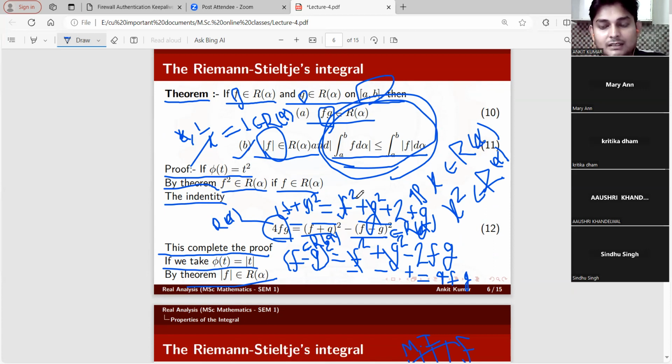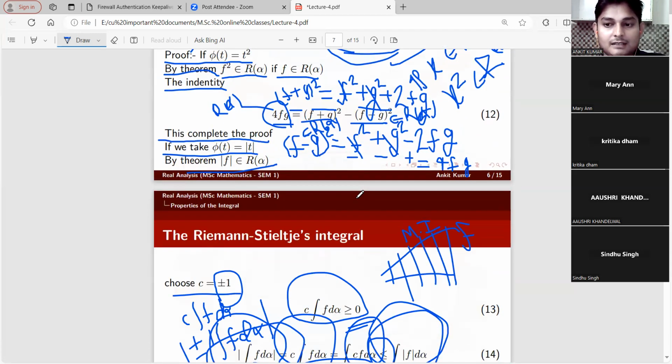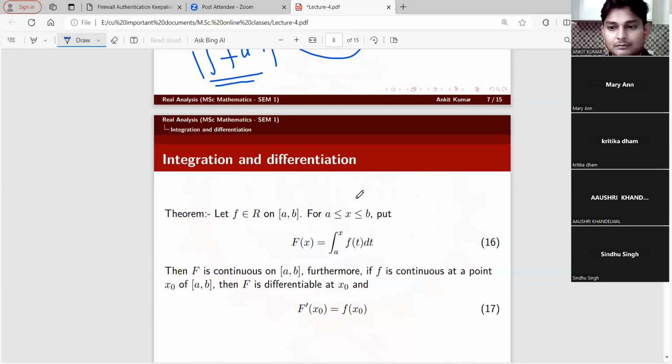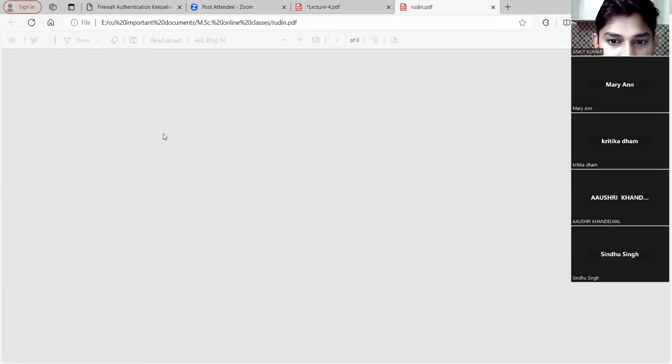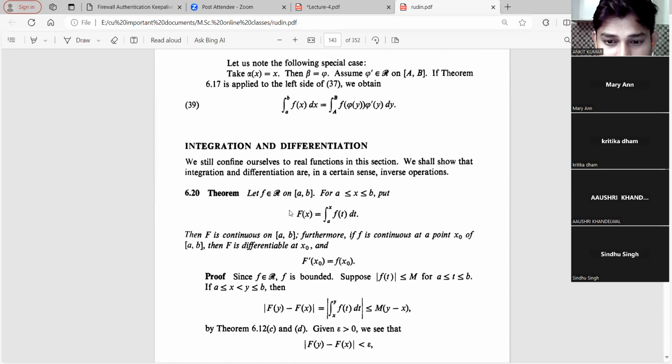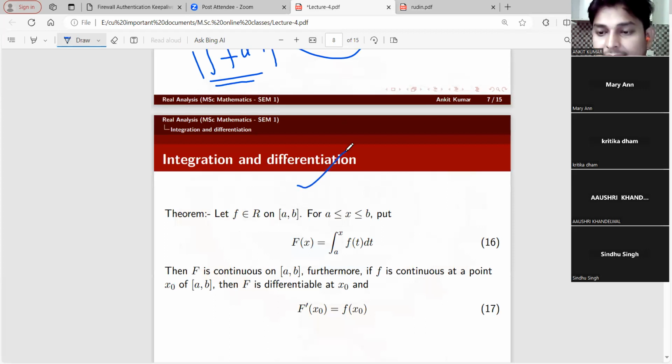Now we will move to the next theorem, which is very important and very necessary: the integration and differentiation of the Riemann Stieltjes integral. Basically, integration and differentiation is very important from the point of view that it is also a part of this Riemann Stieltjes integral. So first of all, we define the function f.